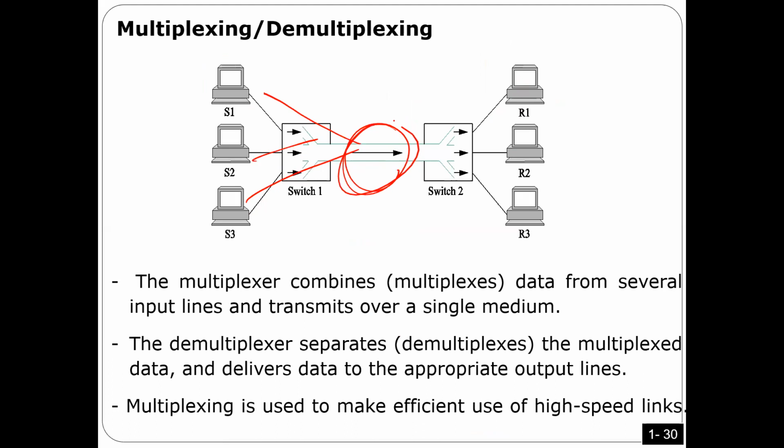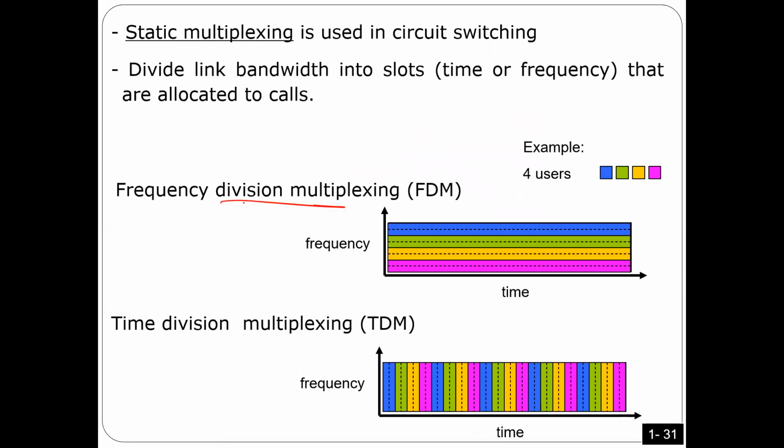These resources. And also I told you there are two ideas to do that, okay? Either by frequency division or time multiplexing, okay? So what is the difference between them?